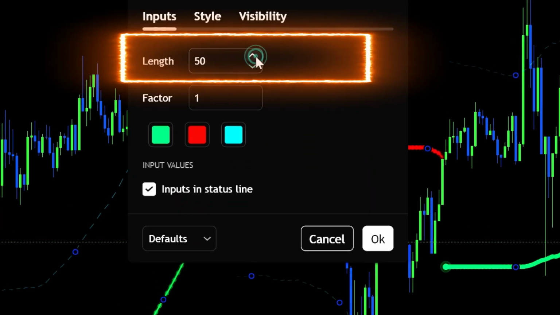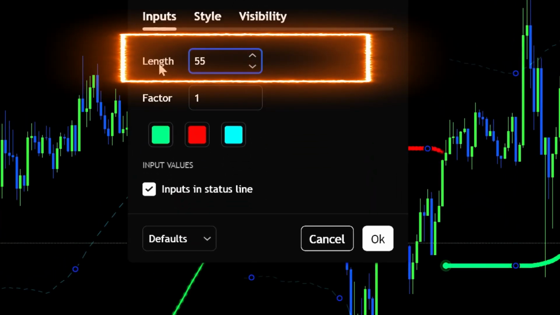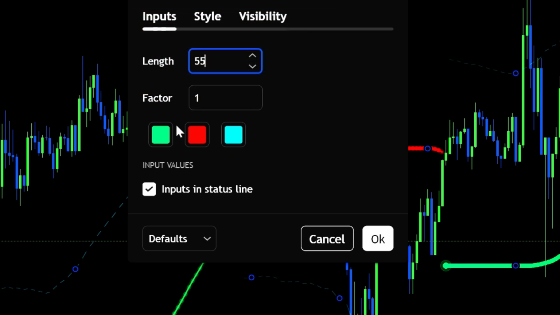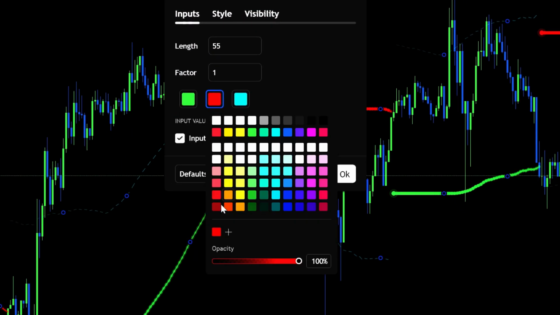Now, we just need to tweak one simple thing in the settings. So go into the settings, then to the inputs tab and change the length to 55. Leave the factor as is, no other changes needed there.